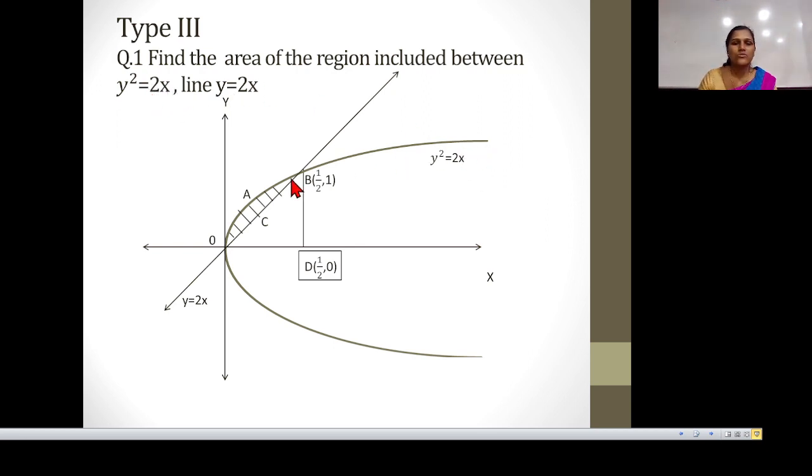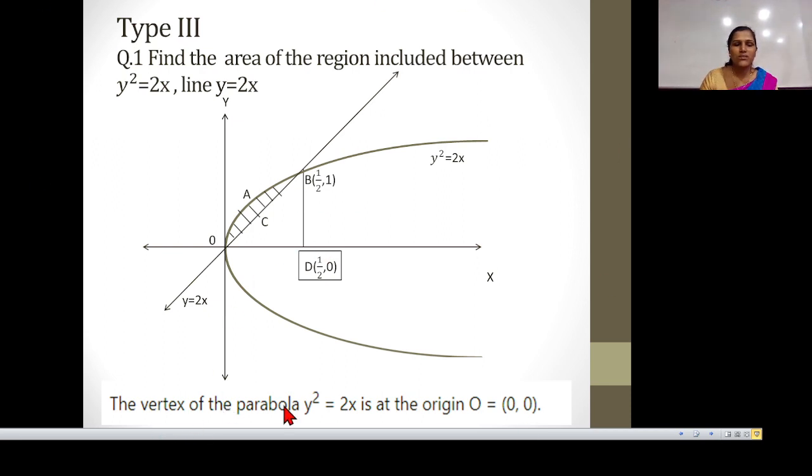We get y square is equal to 2x is a curve like this, and line y is equal to 2x is a line passing through the origin, like this. So we have to find this shaded area, the area between these two curves, that is y square is equal to 2x and the line y is equal to 2x. So let us see how to find this shaded portion.